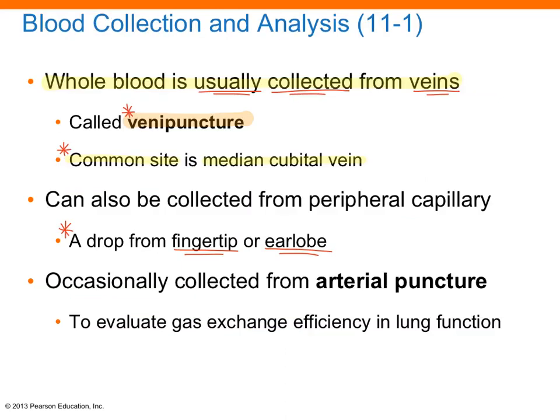Blood is usually collected from the veins. When we do that, it's called a venipuncture. The most common site is the median cubital vein. A drop of blood can also be gotten from the fingertip or earlobe, for example, with a diabetic. Occasionally, blood can be collected from an arterial puncture. That's to evaluate blood gases.